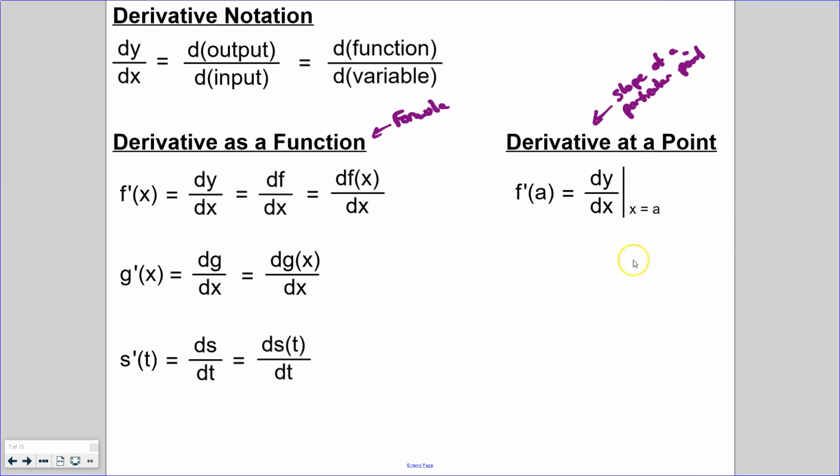Now if we didn't want to use y, we wanted to use f, another common one is df over dx, vertical bar, and then down below x equals the input value. So again, these are all different notations that you might come across. Some of them are derivatives as a function or the generalized formula, and others want you to find the derivative at a specific point.